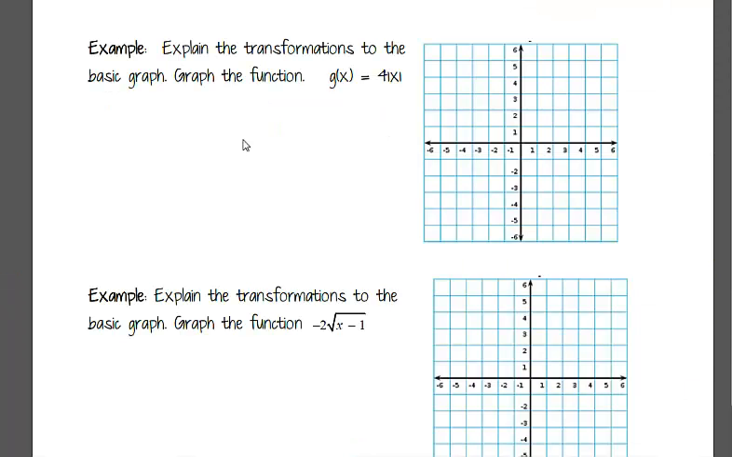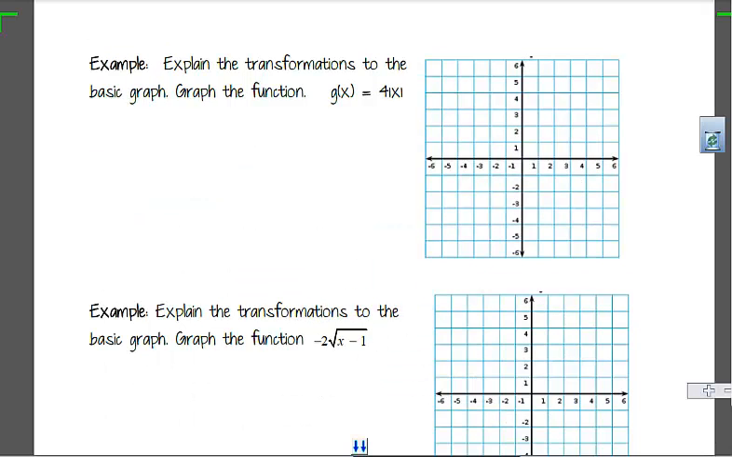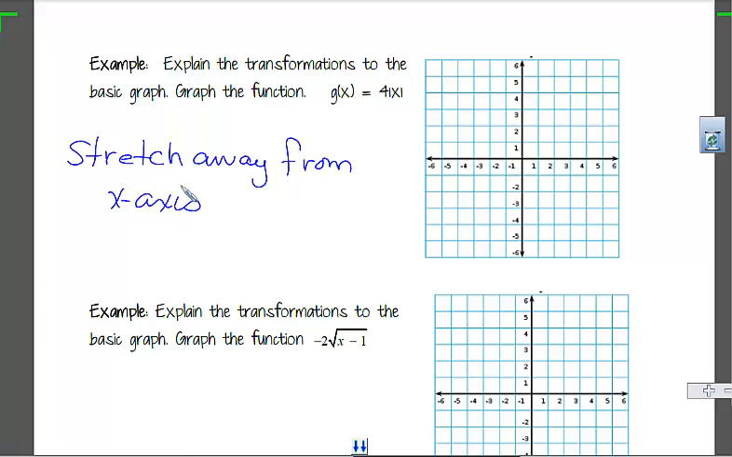Explain the transformations to the basic graph and graph the function. Okay, so we've got g of x equals 4, the absolute value of x. How would we describe this transformation? Well, what is the 4 doing? Okay, we're multiplying it by the function, which causes it to stretch away from the x-axis, by a factor of 4. So we're stretching it away from the x-axis. Okay, and we could say by a factor of 4.